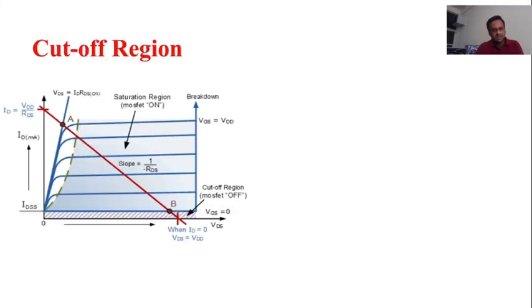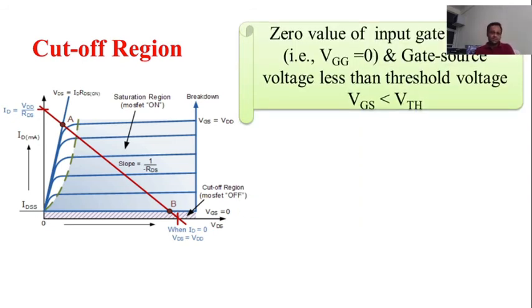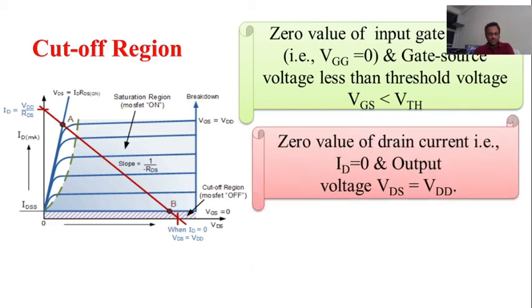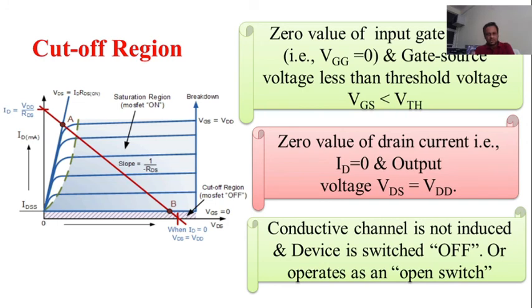Now moving further, cutoff region. Under this condition, our MOSFET is off. That means it is behaving like an open switch. Here we are having a zero value of input voltage, gate voltage. That means VG is 0 here, which corresponds to gate to source voltage being less than the threshold voltage. That means VGS is less than VTH. Also, we are having a zero value of drain current because VGS is less than VTH, and the output voltage VDS is equal to VDD. Here, the conductive channel between the drain and source is not induced, and the device is switched off, or we can say that it is operating as an open switch.